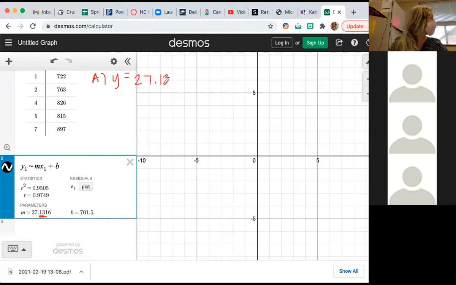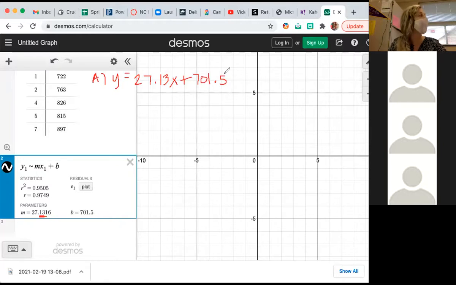Y'all need to be writing this. Now that's the M. What comes after M in our line equation? X. If you forget the X, I hate to break it to you, it's wrong. It should say MX plus, what's my B? 701.5.